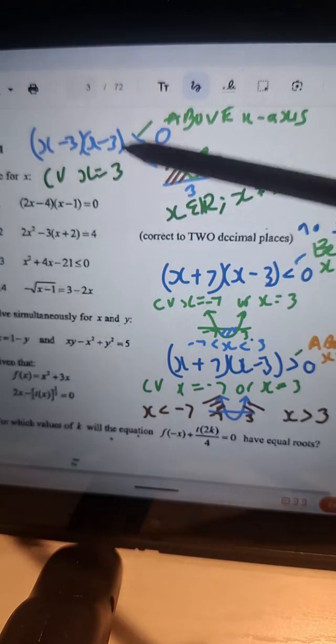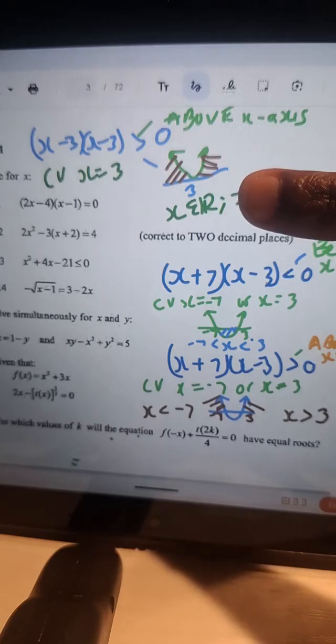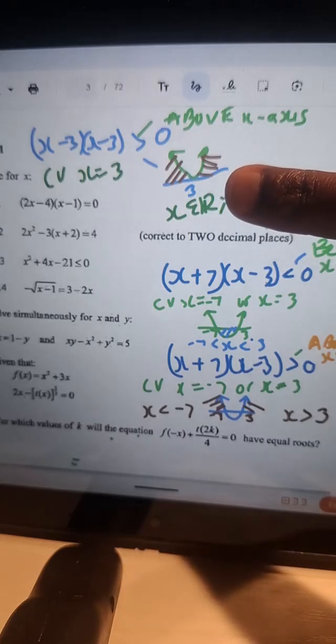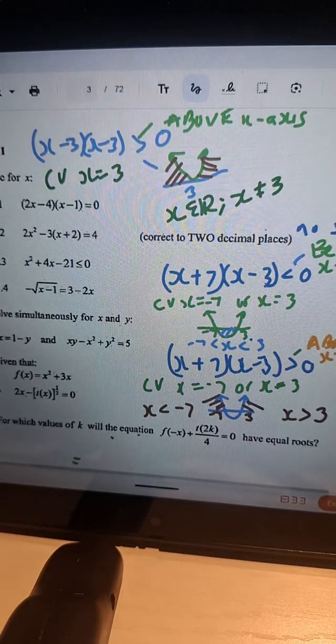But how would the answer change if we said greater than or equal to 0? We would have not written this. We would have just said x is an element of real numbers. That's for every number under the sun. For every x value under the sun, the function is fine. So please, guys, take note of these when inequalities are concerned.